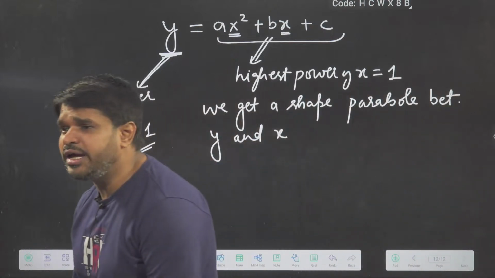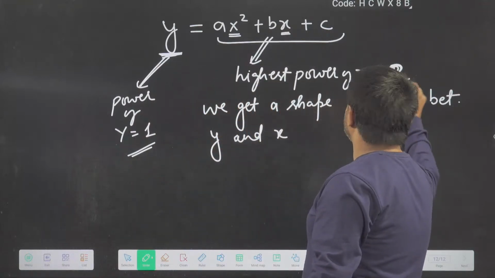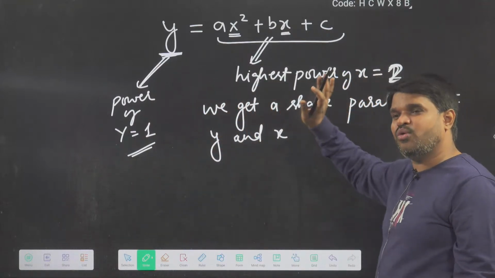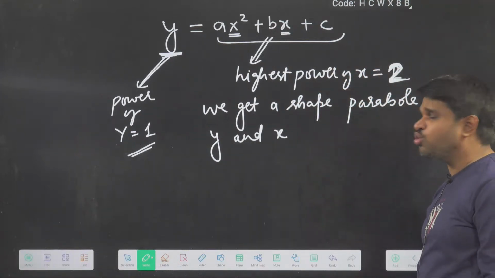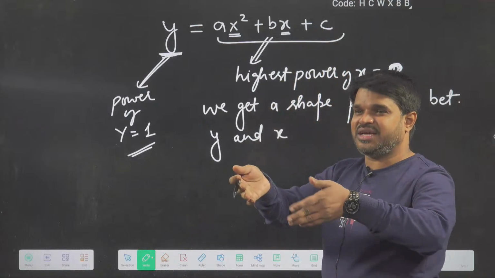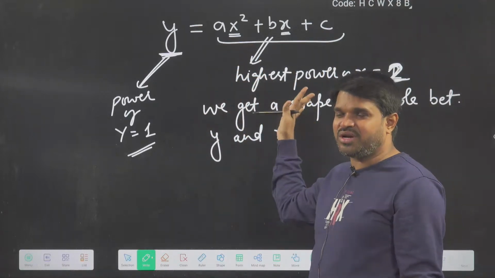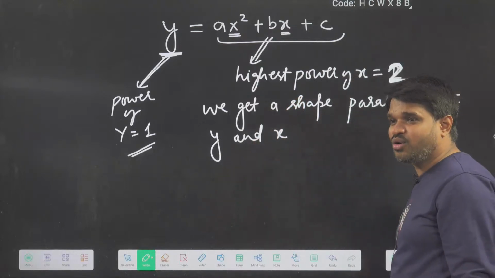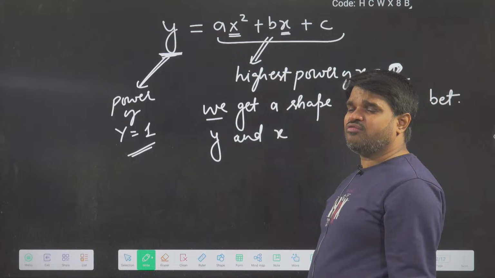Sir, you wrote x1. Okay, sorry, x2. Sorry. The highest power of x is 2. I have made the correction. The highest power of x is what? 2. I made a mistake. I said 2, but I wrote 1. So I rolled back my mistake. When we draw a graph between y and x, we will get what?